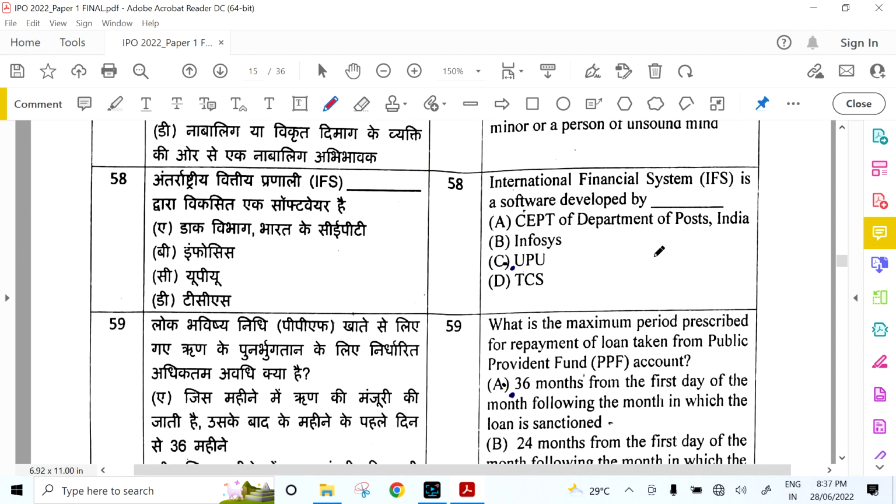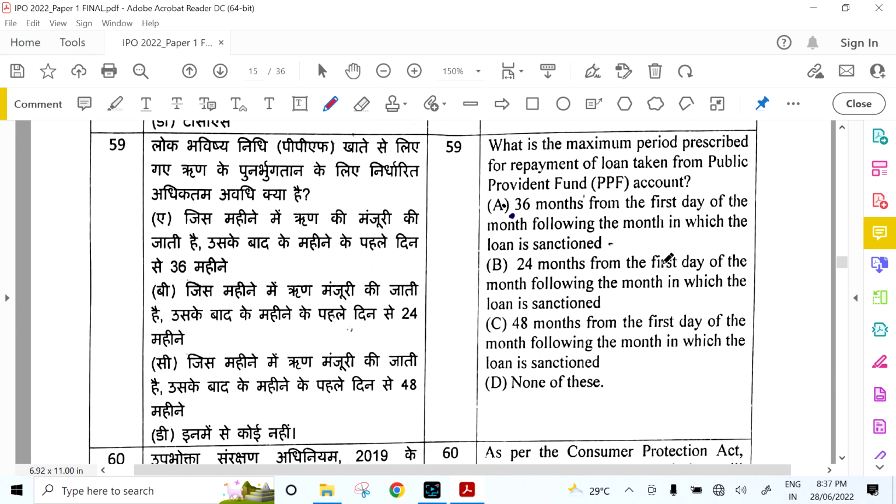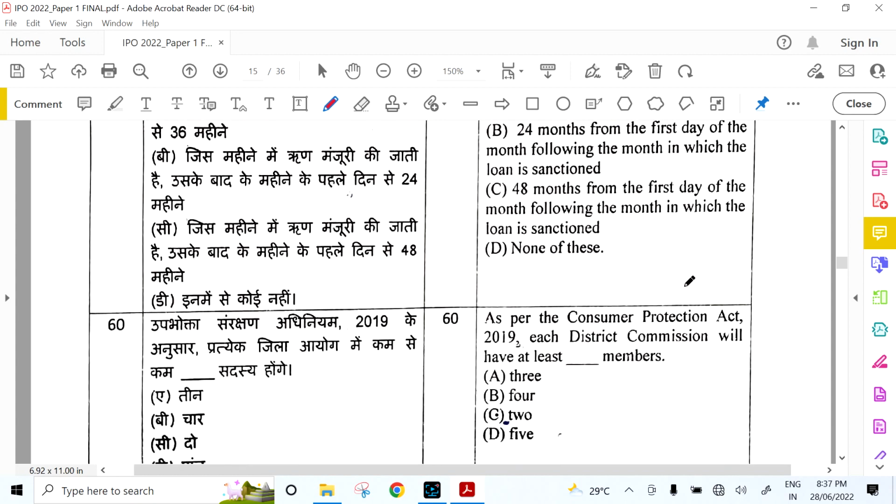International Financial System, IFS, is a software developed by UPU, Universal Postal Union. What is the maximum period prescribed for repayment of loan taken from Public Provident Fund account? It is 36 months from the first day of the month following the month in which the loan is sanctioned.